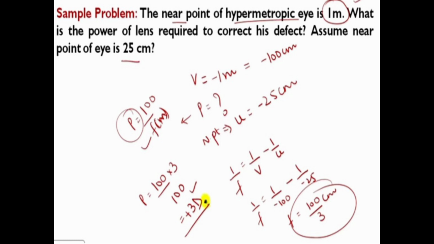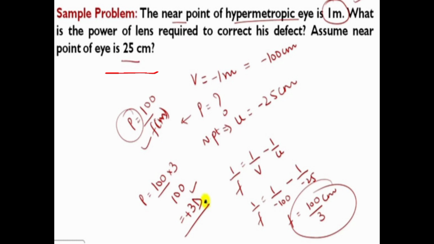That is our V, which means the final point. P, the power of the lens, we have to find out. U, the near point, we are given, assume the near point of the eye is 25 centimeter. So U, our initial point, is minus 25 centimeter.